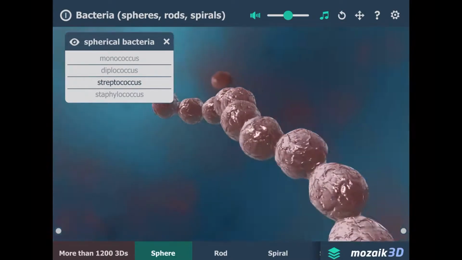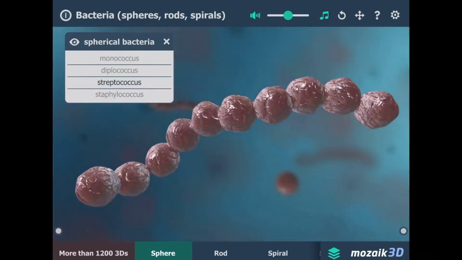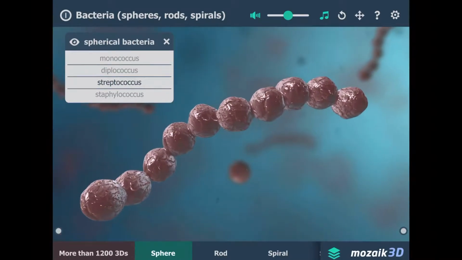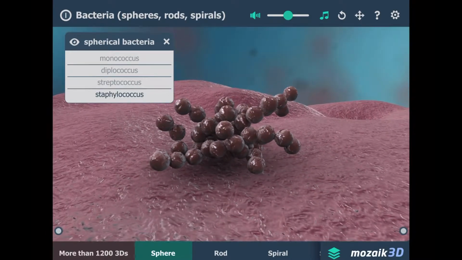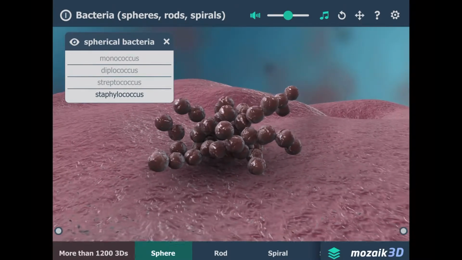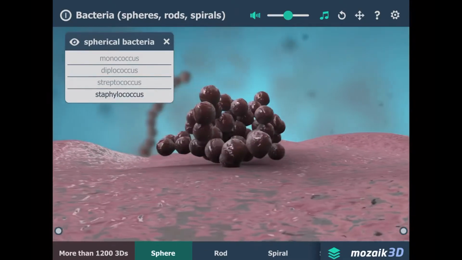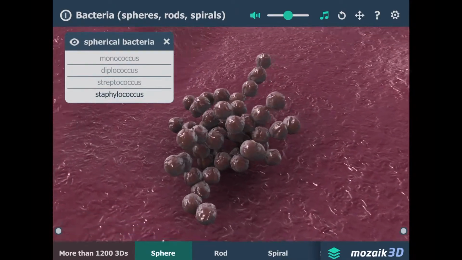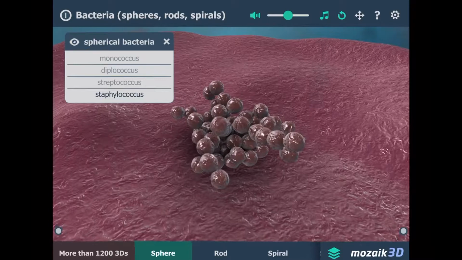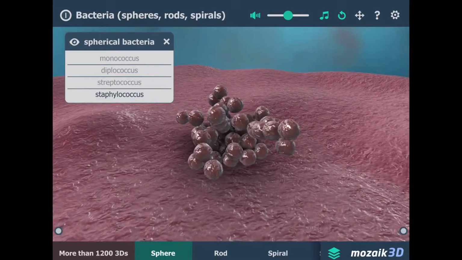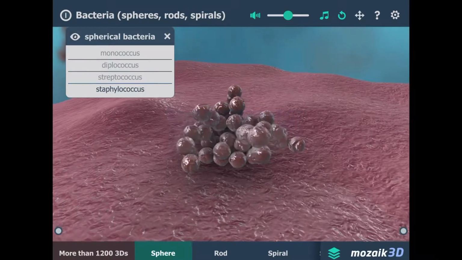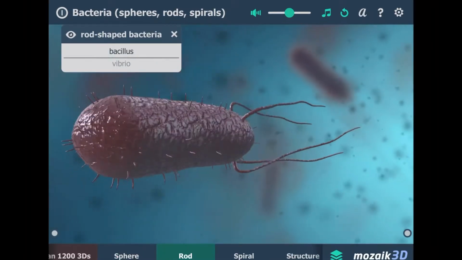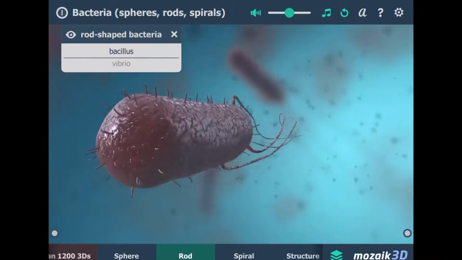Streptococcus. Streptococcus, not Staphylo. This is not Staphylococcus. Attached to the skin. Wow. It's kind of fun. You can twist it. You can zoom, pan, rotate it. No. Just begin to use. Just move faster. Okay, let's see.